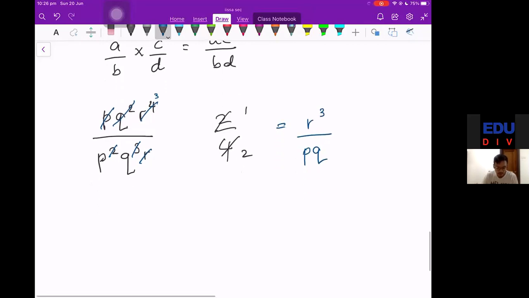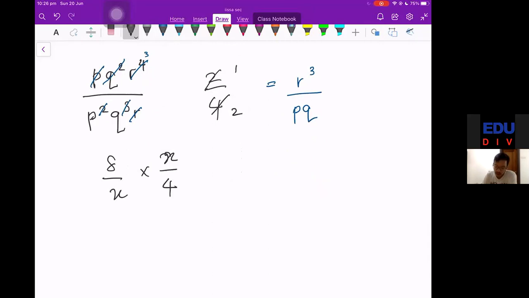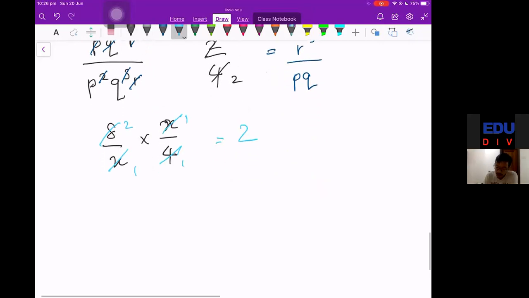Now, what if we have 8 over x times x over 4? Simple enough. It's just like your usual fraction. What you need to do is just cancel out. So this is going to be 2 times 1 over 1, which is 2. The answer is 2. Very, very simple.